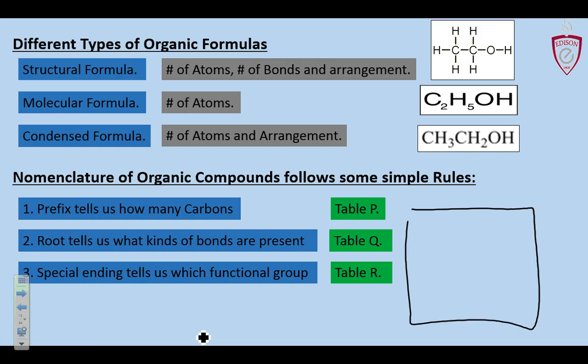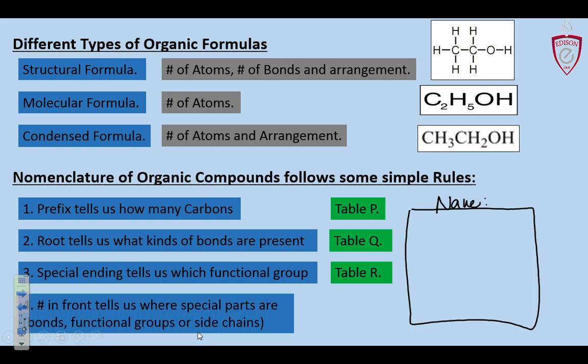So, check and see if you did your homework. Name it. Write it in the box. What did you say it was, Mr. Monaco? Ethanol. Good. Write that in the box on your lecture so we know that you actually paid attention.